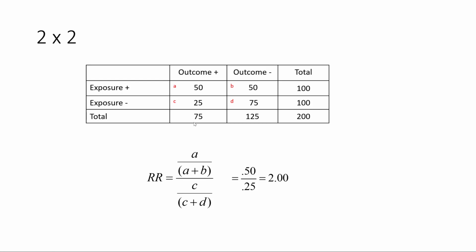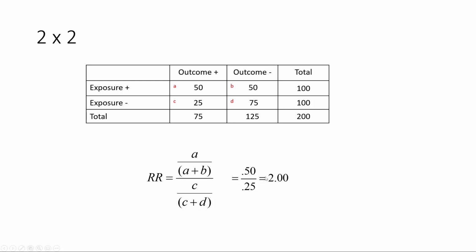Same sample, same numbers. We label the cells in our table as A, B, C, and D. We compare the proportion of cases in the exposed group, in that case it's A over A plus B, and compare that to C over C plus D. And that works out to be 0.5 over 0.25 or 2.00. Again, we would interpret this as individuals who were exposed were twice as likely as individuals who were not exposed to develop the disease in question.